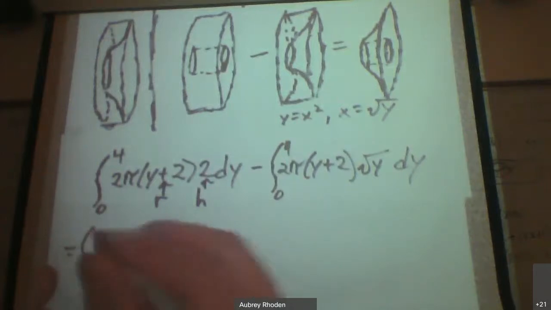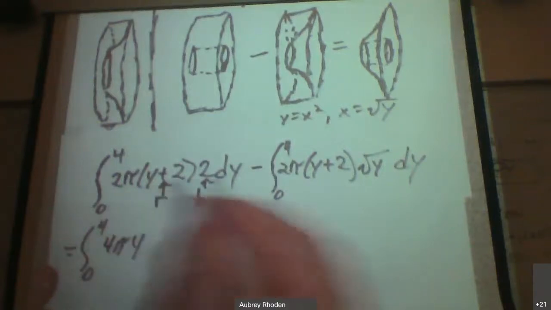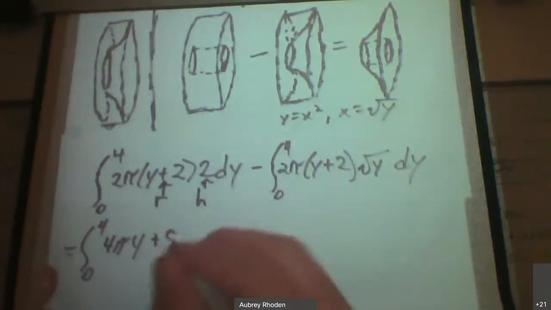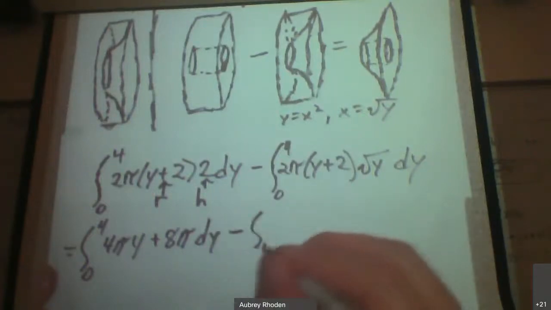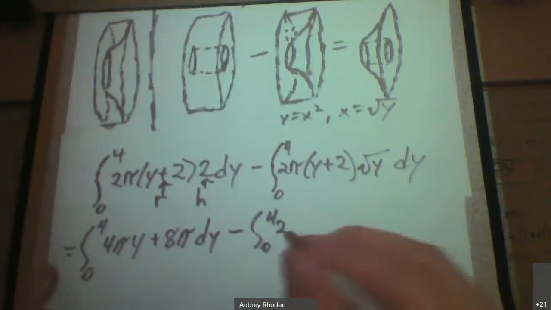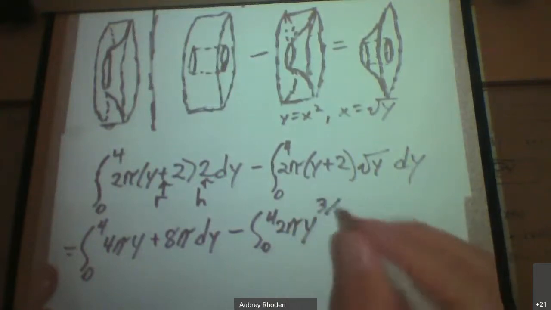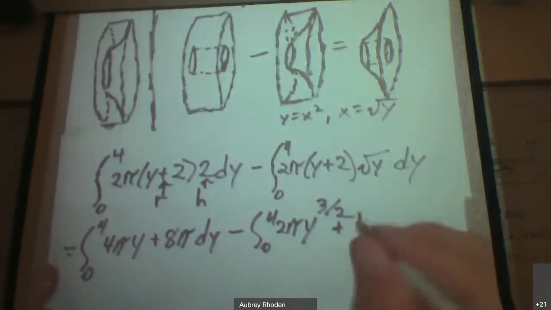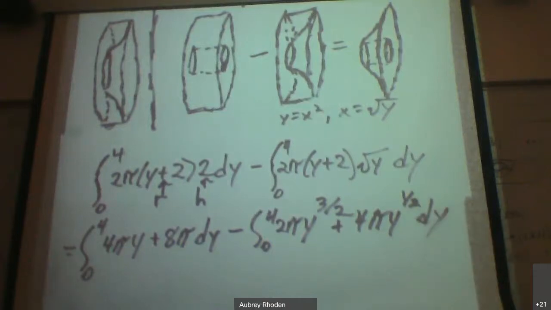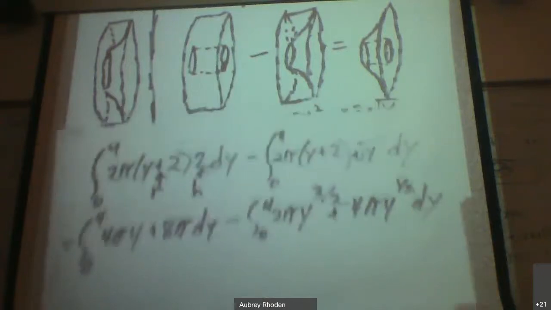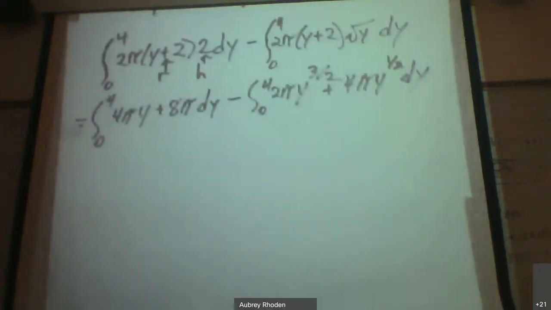It becomes the integral from 0 to 4 of, 2 times 2 is 4, that's 4 pi y, and 2 times 2 times 2 is 8 pi, dy, and then minus the integral from 0 to 4 of 2 pi times y to the 3 halves, plus 4 pi times y to the 1 half, the square root of y. I didn't leave enough room, so we'll leave it like that. These are the two things that we're going to evaluate.